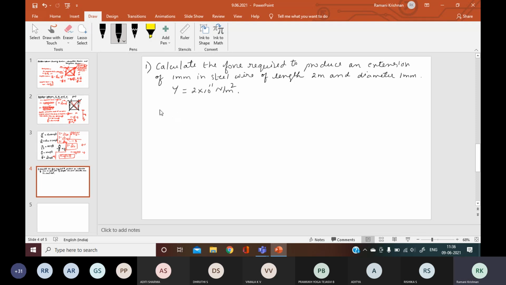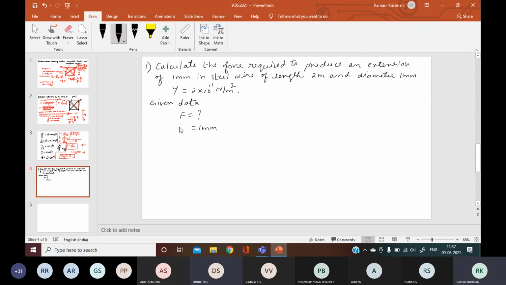So let us write the given data. We should write given data. What is the given data? Extension produced of 1 millimeter means what? Calculate the force. First, I have to find the force. Now, it is producing an extension of 1 millimeter. So what is the symbol I'll write for extension?